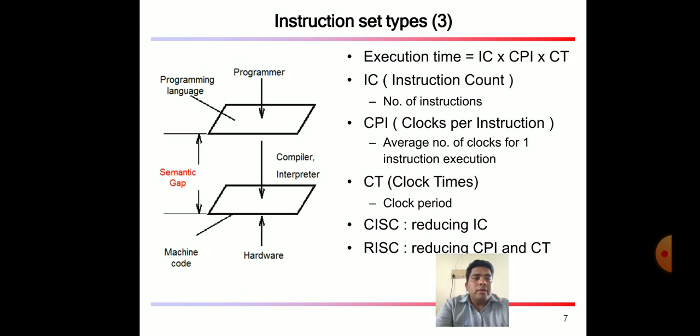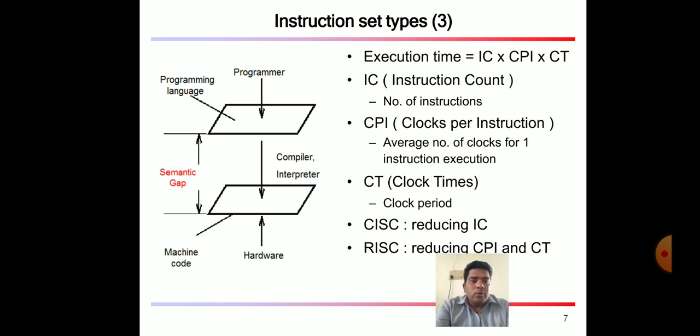We express it in the equation: execution time is equal to instruction count times clocks per instruction times clock time. So execution time is calculated with the instruction count, clocks per instruction and clock time. IC is instruction count, CPI is clocks per instruction and CT is the clock time. IC is the number of instructions, CPI is the average number of clocks per one instruction execution, the time taken by one instruction execution, and CT is the clock time.